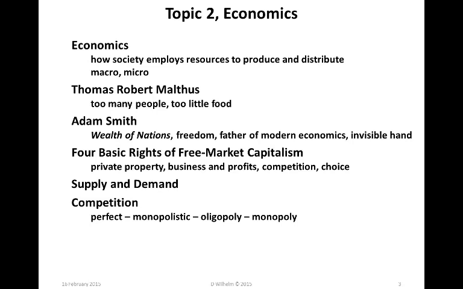Robert Malthus and Adam Smith are 2 economists. Robert Malthus's hypothesis was that there are too many people and too little food. He was, of course, an advocate of birth control.